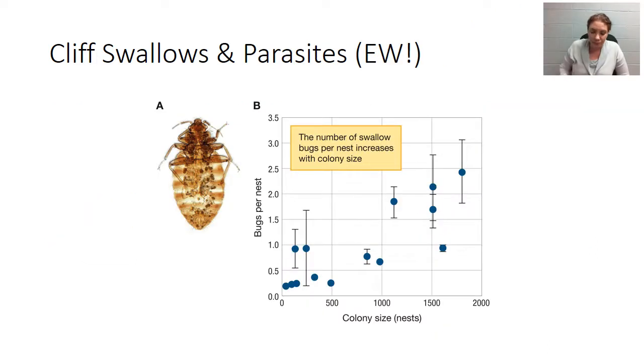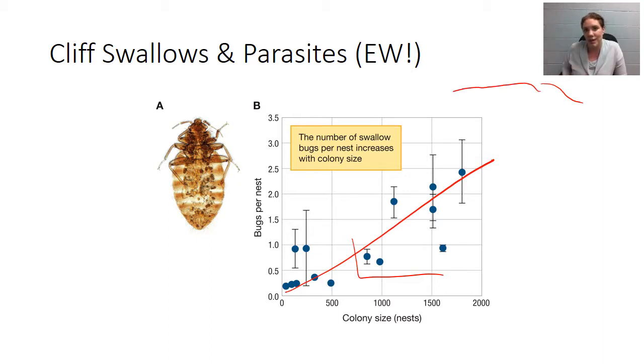And here's why. They also tracked the number of insects, the number of parasites per nest. And these are swallow bugs. They're kind of related to bed bugs. These are blood-sucking little parasites, and the more birds you have in your colony, the more parasites you have in your colony, especially as you get above about 1,000. And since these are blood-sucking insects, they can transmit blood-borne illnesses, which accounts for that slight drop in fitness and survival after that initial really good level in the 100 to 1,000 bird range.